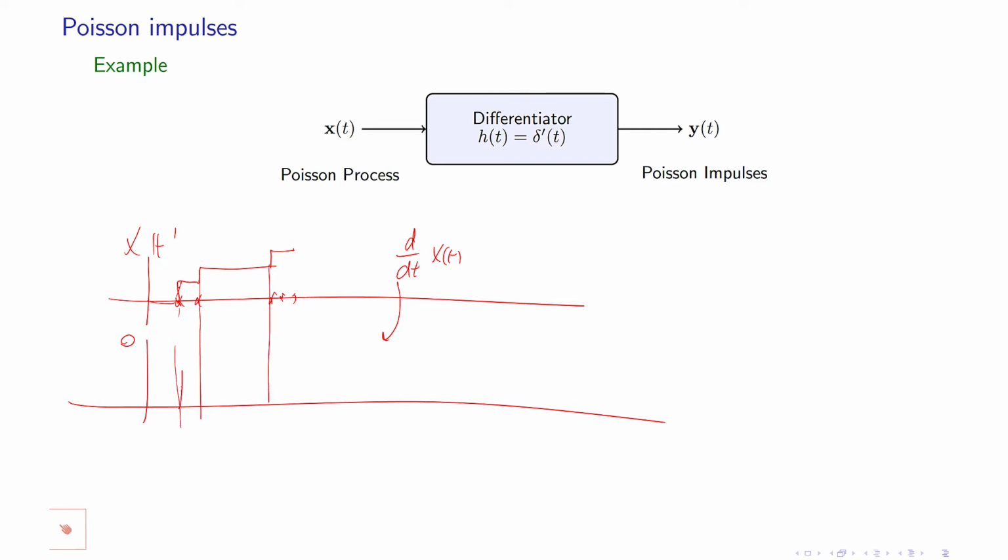So you get a delta of, let's say, t minus the location of the first one, t1. And then this will become the summation of delta(t minus ti), with i equal to 1 to plus infinity, where ti is the location of the point process. And we call this one Poisson impulses.